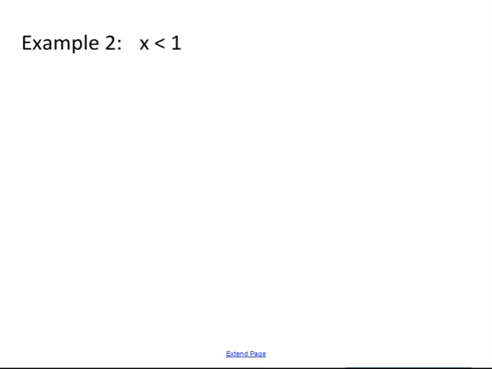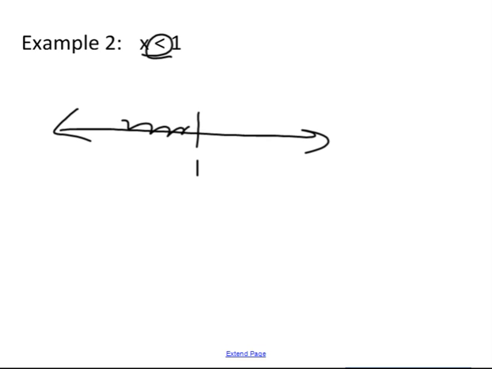X is less than 1. We need a 1. We want to be smaller than 1. That's this direction. It's less than. There's no line under it, which means parentheses.